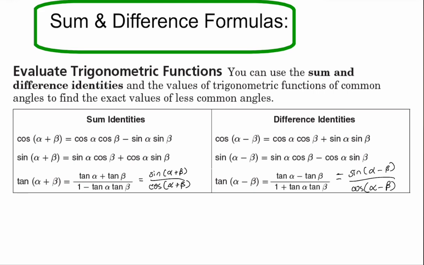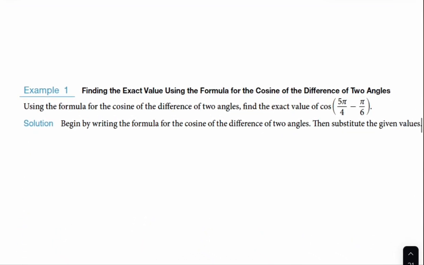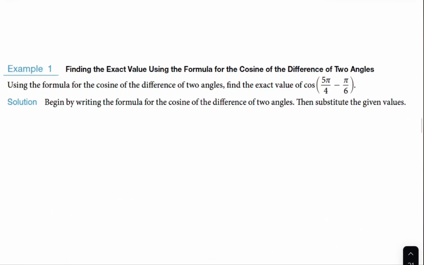Okay, so we've got these formulas. Let's talk about how we use them. It says, use the formula for the cosine of the difference of two angles to find the exact value of the cosine of 5 pi over 4 minus pi over 6. Now, if you do 5 pi over 4 minus pi over 6, we get 13 pi over 12.